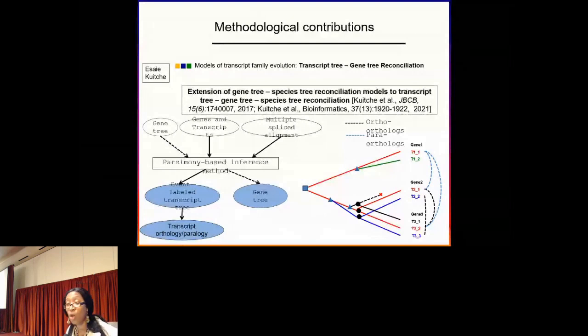This allows us to extend the notion of orthology and paralogy not only to orthologous genes, but also to transcripts of orthologous and paralogous genes. And we now know exactly what we are computing. What was called before splicing orthologs was actually ortho-orthologs in this new framework.